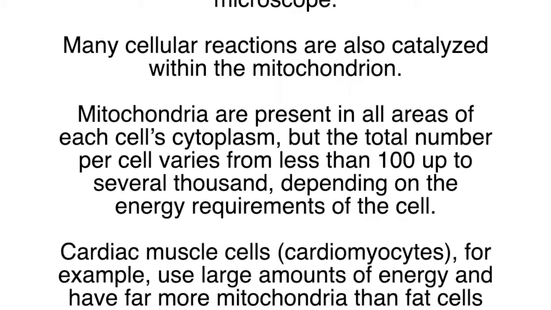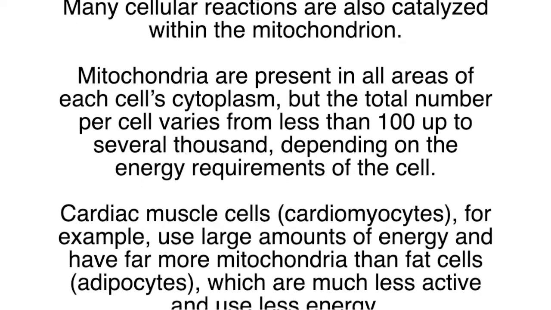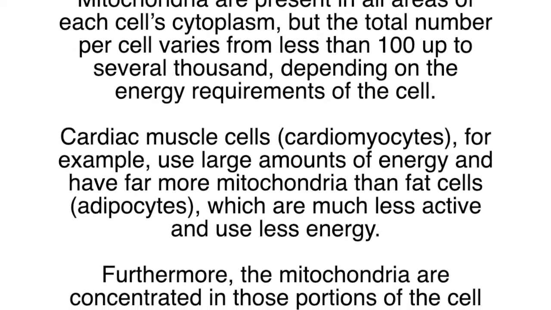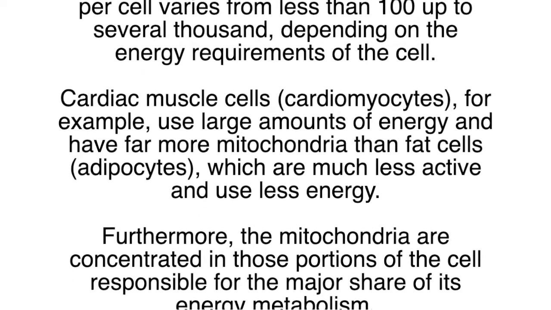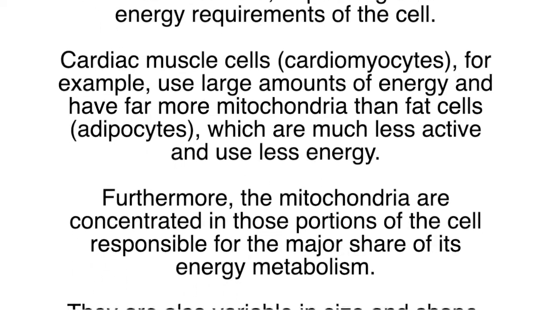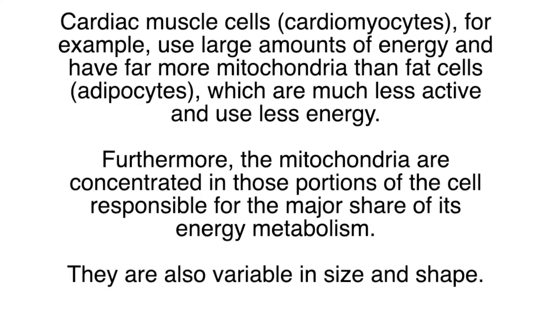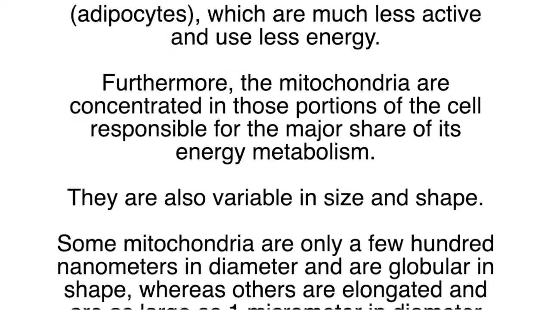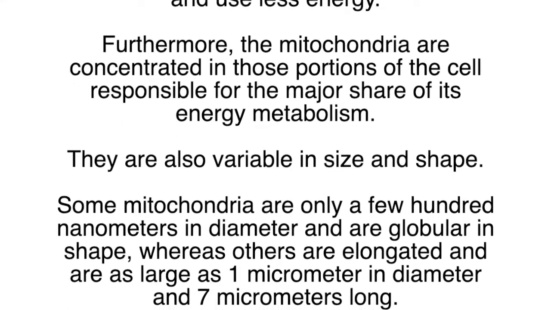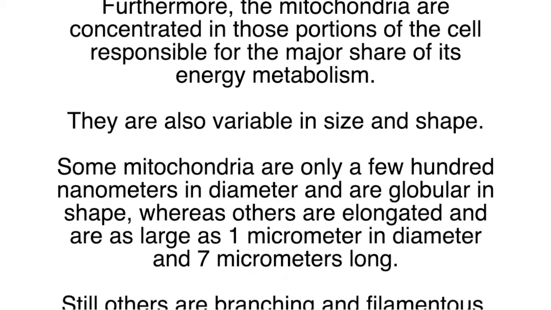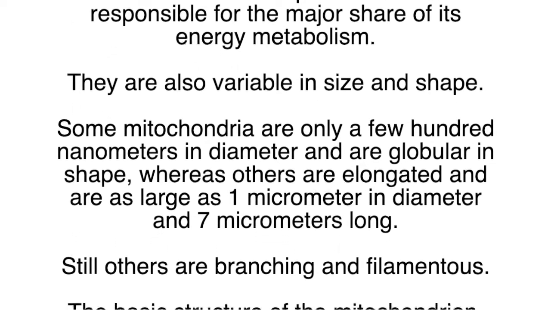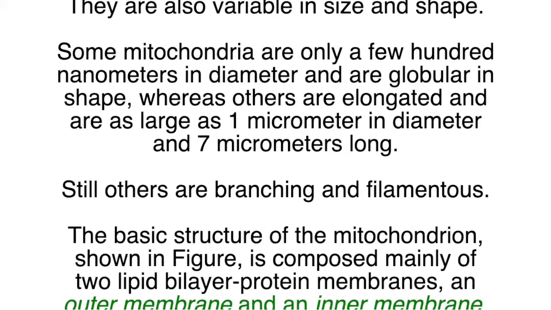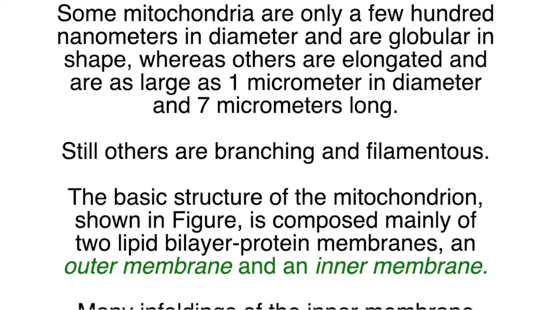Cardiac muscle cells, called cardiomyocytes, for example, use large quantities of energy and have far more mitochondria than fat cells, that is adipocytes, which are much less active and use less energy. Furthermore, the mitochondria are concentrated in those portions of the cell responsible for the major share of its energy metabolism. They are also variable in size and shape. Some mitochondria are only a few hundred nanometers in diameter and are globular in shape, whereas others are elongated and are as large as 1 micrometer in diameter and 7 micrometers long. Still others are branching and filamentous.